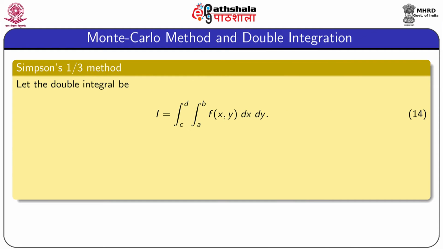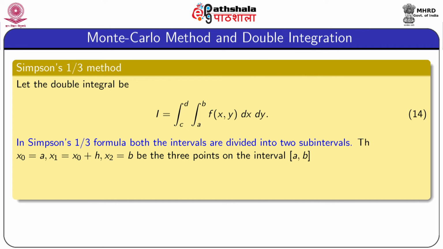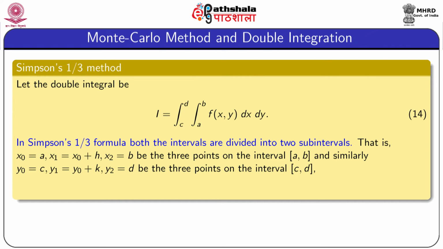Now, we consider the Simpson one-third method to find the double integration. In the Simpson one-third formula, both the intervals are divided into two subintervals, that is, x0 equal to a, x1 equal to x0 plus h and x2 equal to b, with three points on the interval AB. Similarly, the interval CD is also divided into two intervals. The points are y0 equal to c, y1 equal to y0 plus k and y2 equal to d, where h equals (b minus a) by 2 and k equals (d minus c) by 2.